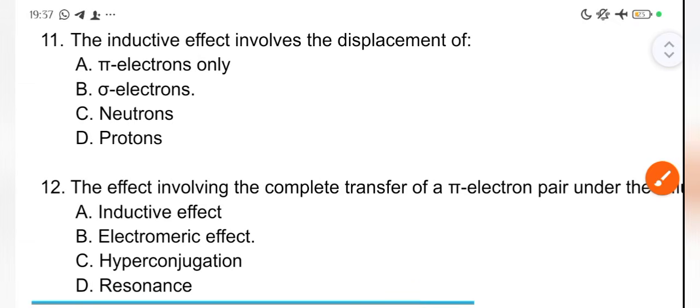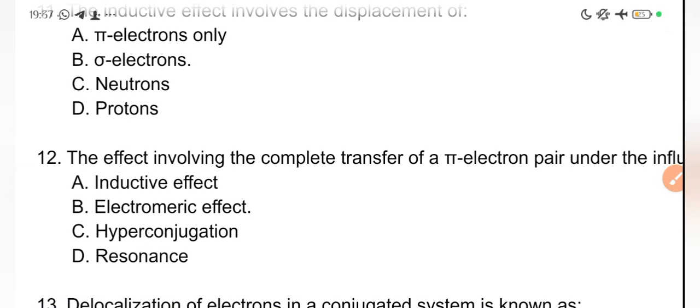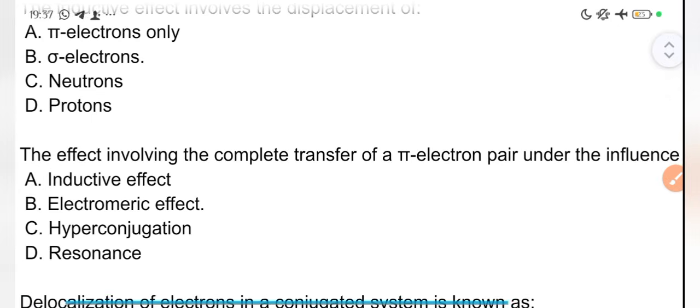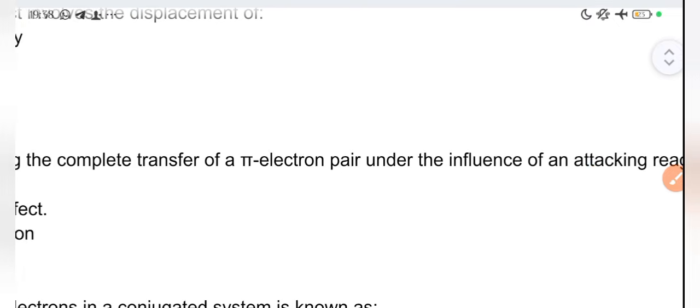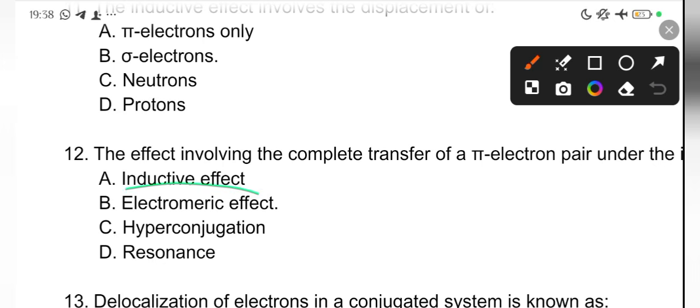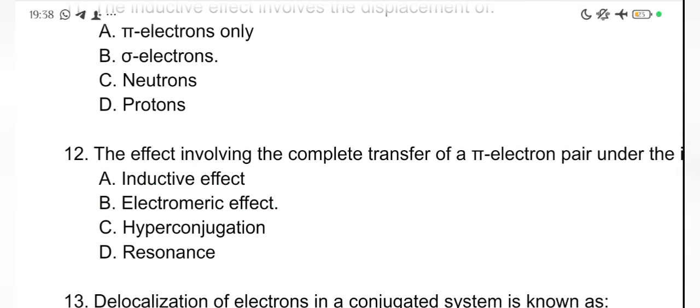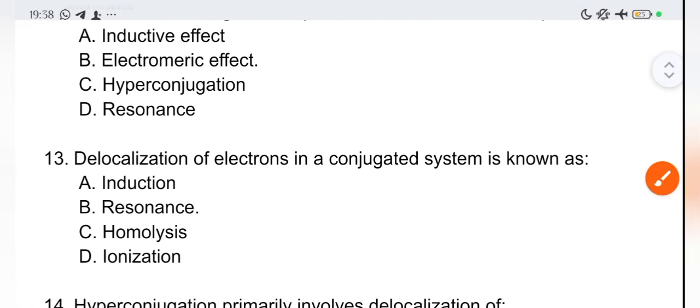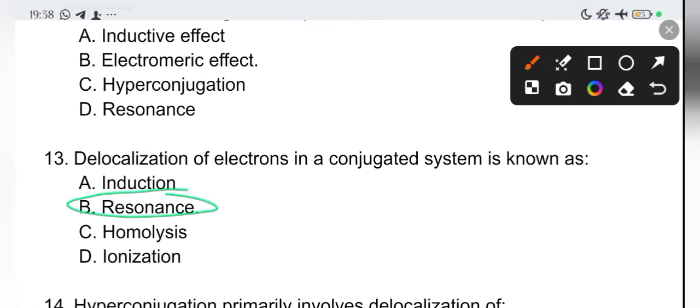All right, then we have epsilon as well. Number 12, the effect involving the complete transfer of a pi electron pair under the influence of an attacking reagent is known as the electromeric effect. The localization of electrons in a conjugated system is known as resonance. These are concepts that you must know.